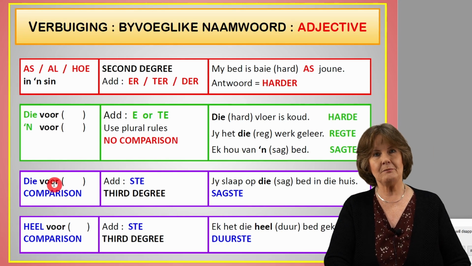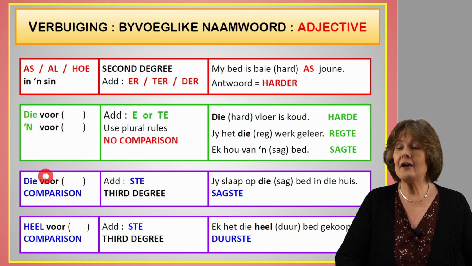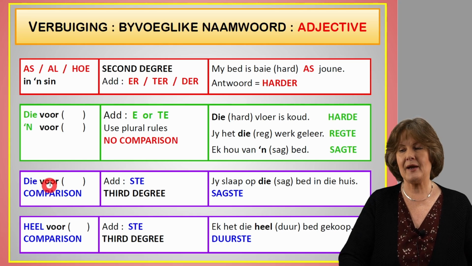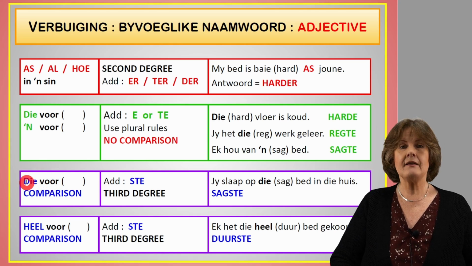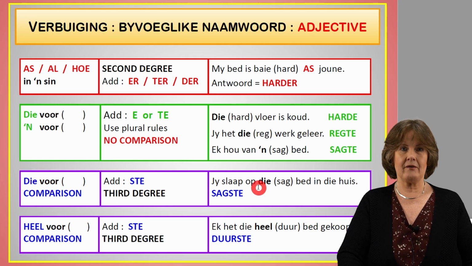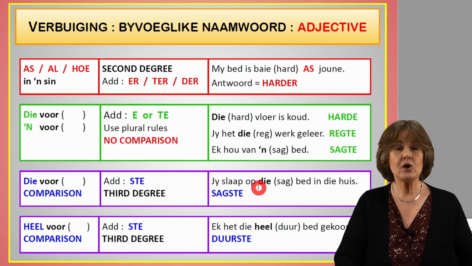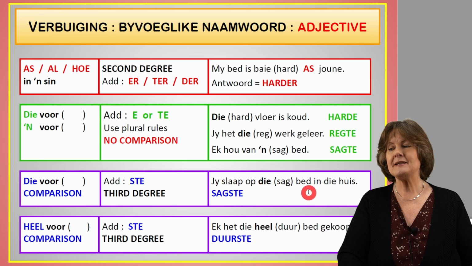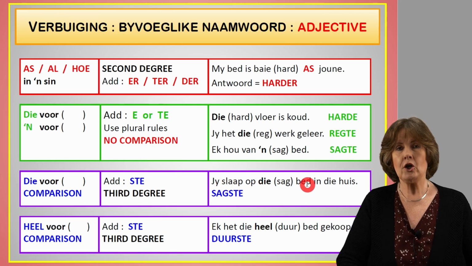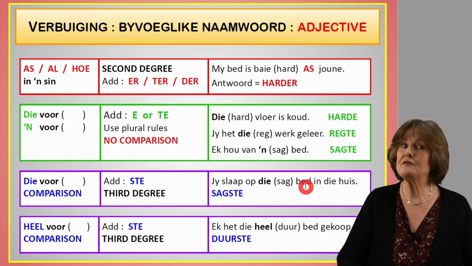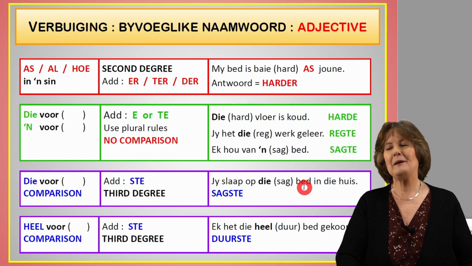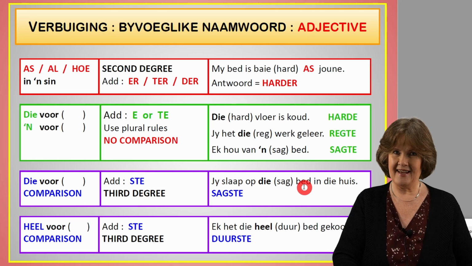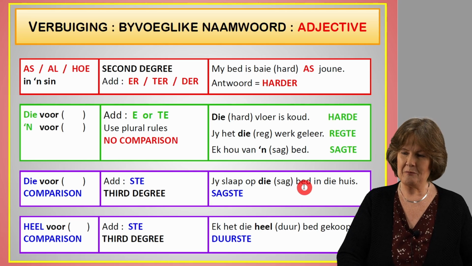Now the purple and the blue parts is when you have a "die" or a "'n" in front of a bracket, it's mostly a "die", and there is a comparison being made in the sentence. You compare something in that sentence, like, jy slaap op die sag bed in die huis. You are sleeping on the softest bed in the house. You compare that bed to other beds, and then it's the third degree of comparison.